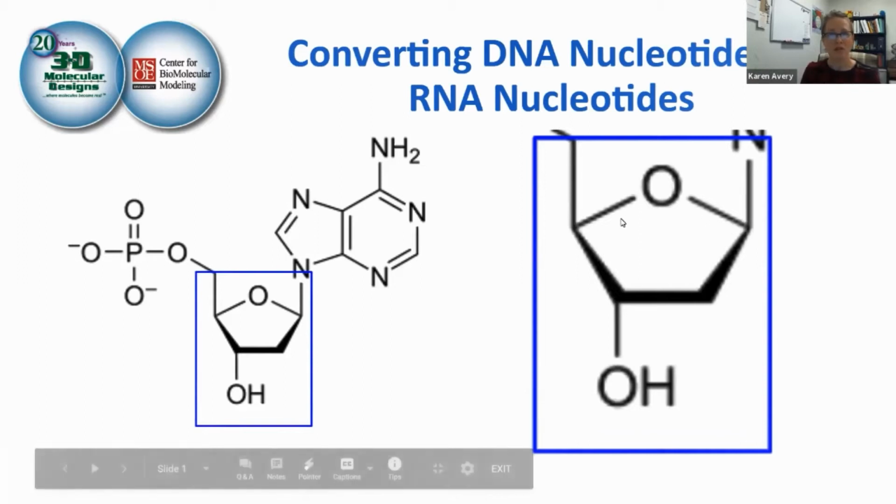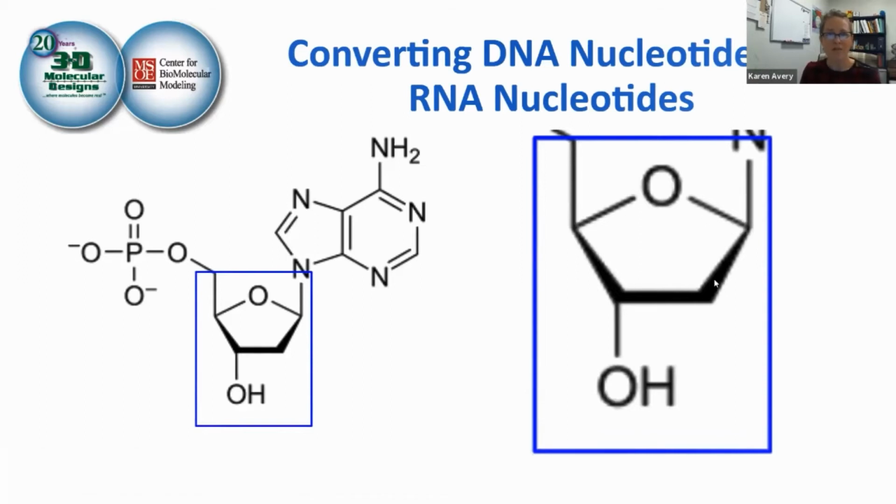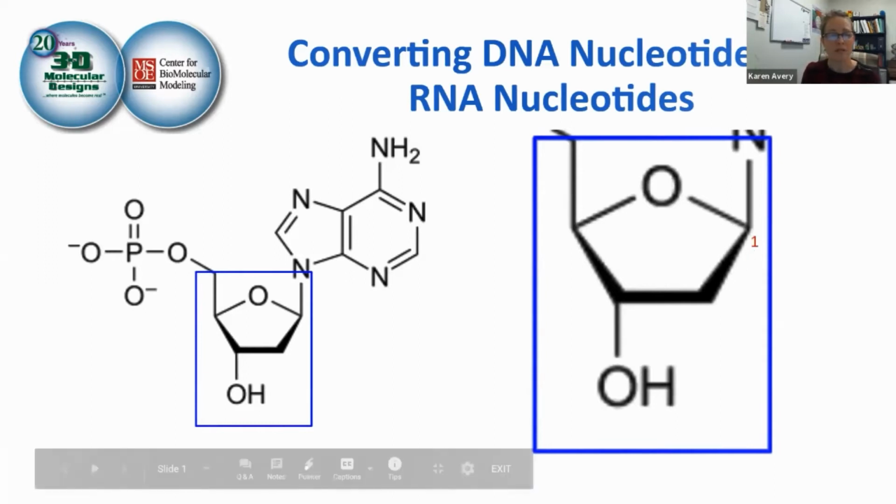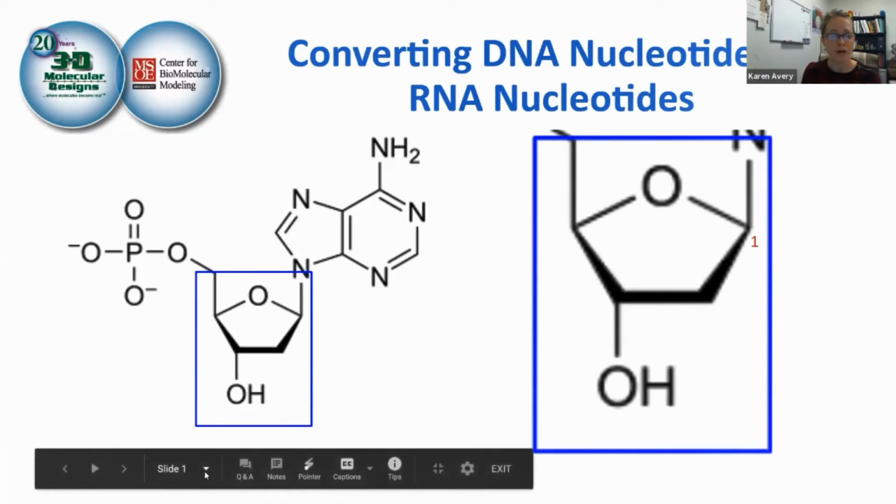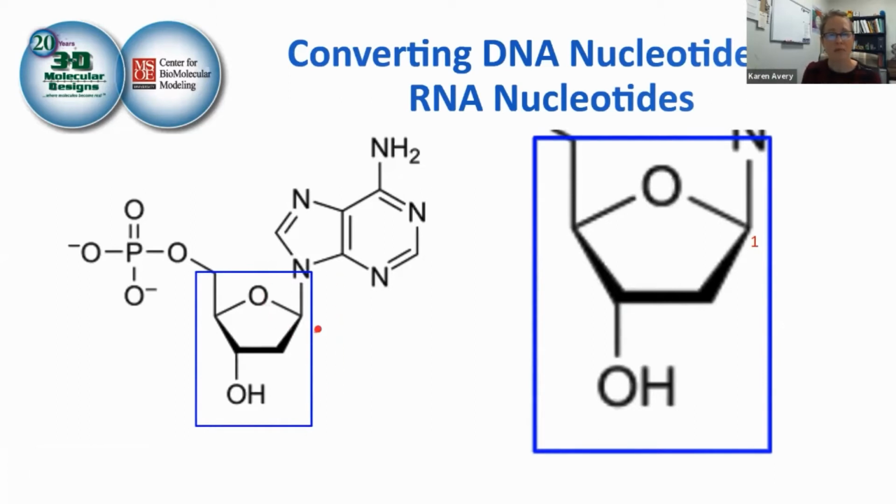So this sugar reminds me a little bit of a house. And so we're going to take this house and start at the oxygen at the top. And we're going to number each of these points, which represent a carbon. So here we have carbon number 1. Carbon number 1 is really important because if we go over to our original molecule, you can see that carbon number 1 is attached to our nitrogenous base.